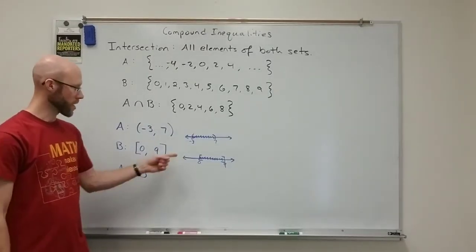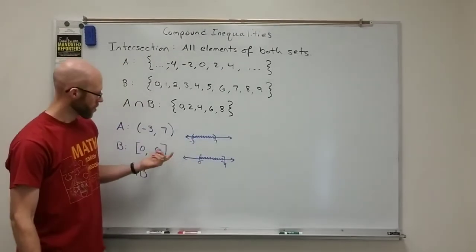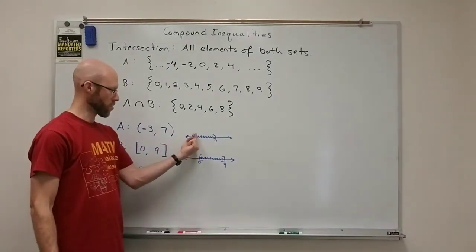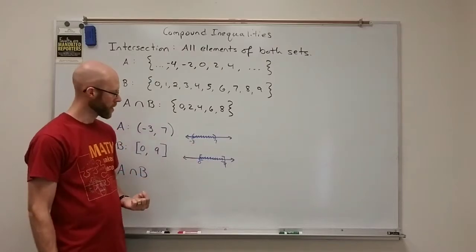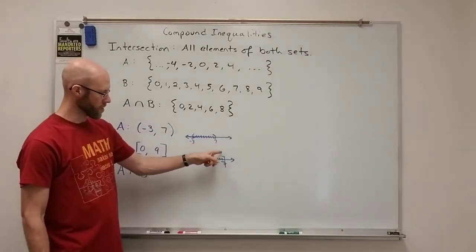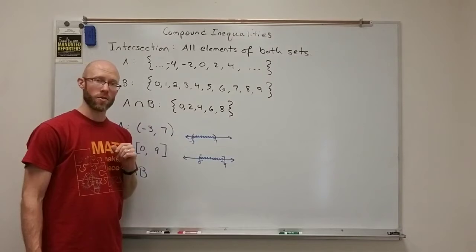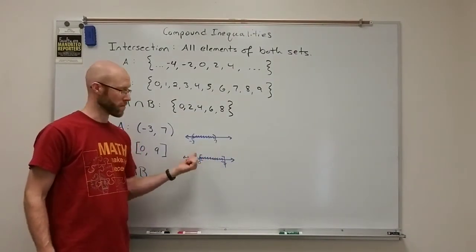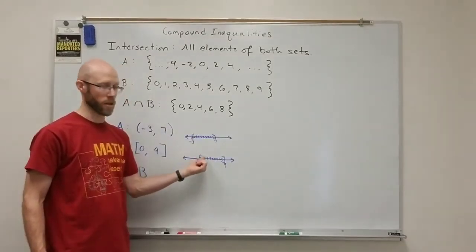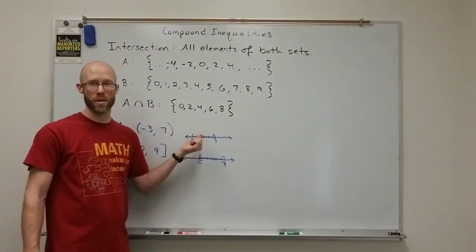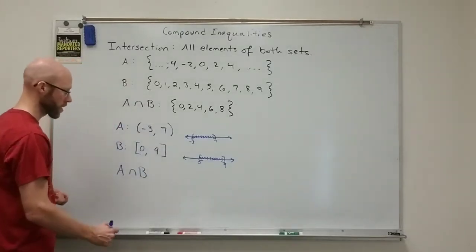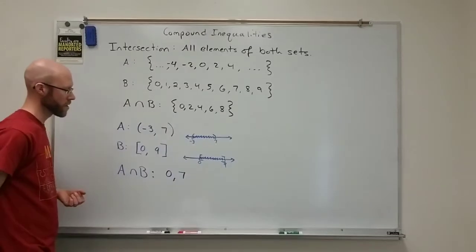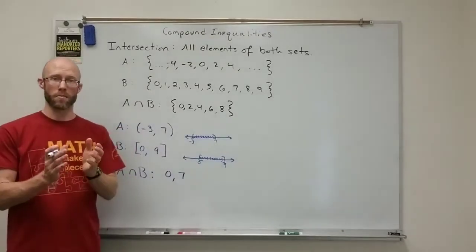Well, the intersection then is all the points that are in both. Well, between -3 and 0, those numbers are only in the first one, not the second. Between 7 and 9, those are in the second but not the first. And so the only things that are in both would be everything from 0 to 7, right? 0 to 7 are going to be in both, like things like 1 and 2 and 3.6. Those are in both. Okay, so from 0 to 7, we have an intersection, everything in between.